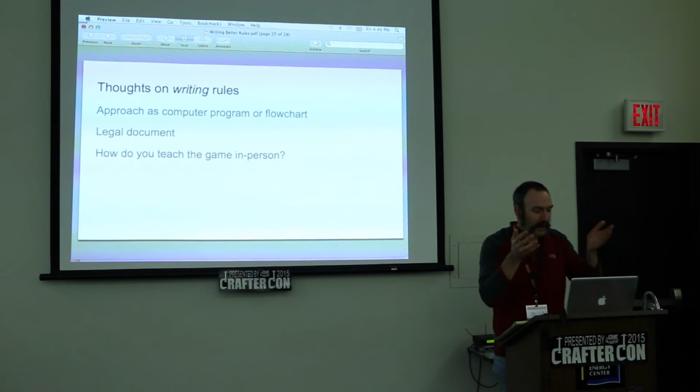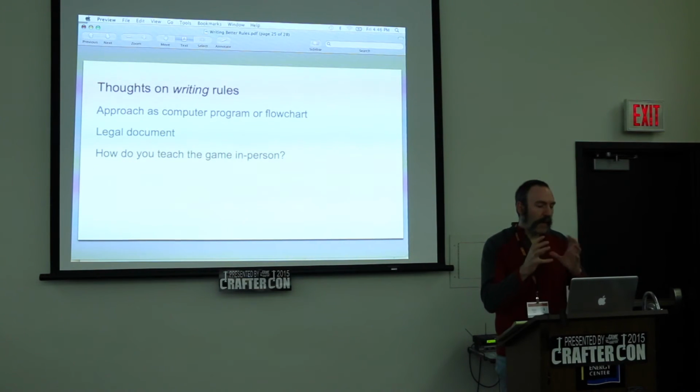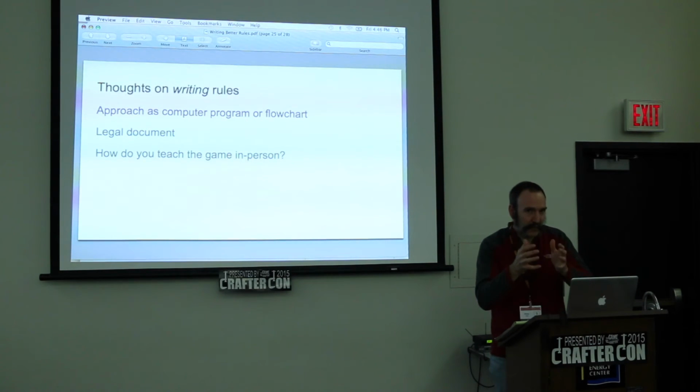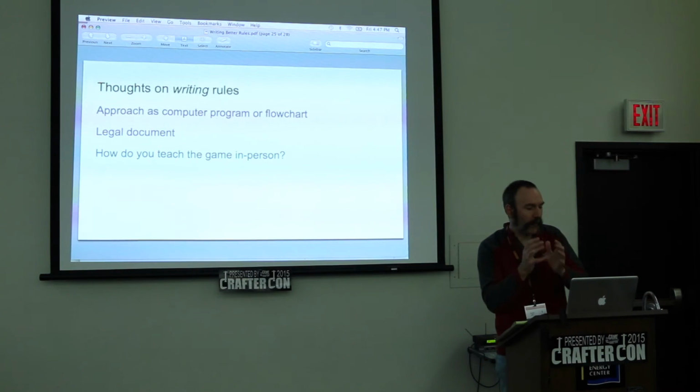There's just a few thoughts on general writing of rules. The main core of the rules you can approach as writing a computer program or a flow chart. This is going to happen, and this is the order in which it happens. That's the order in which the players should be told. It's going to need to be fleshed out a little bit because players are human beings and they're going to be reading English, not dealing with written code.